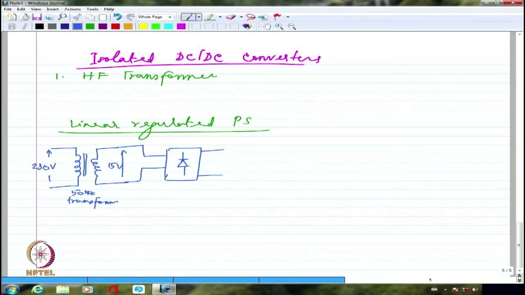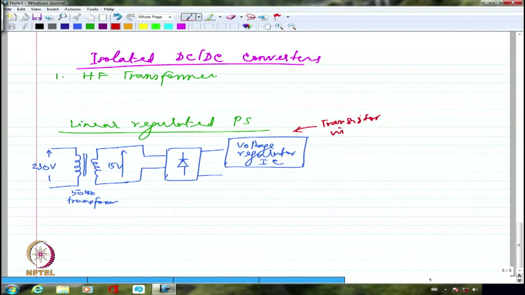So we will have a transistor. This is generally a voltage regulator IC which will be used. This will basically be a transistor in the active region, which means it is going to drop a huge amount of voltage. So for 15 volts, when I use the full wave rectifier, I will get about 14 volts or so. So 2 volts, 3 volts, something will be dropped. If I want 10 volts, almost 4 volts are going to be dropped.